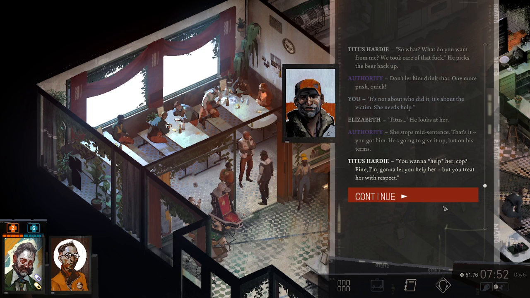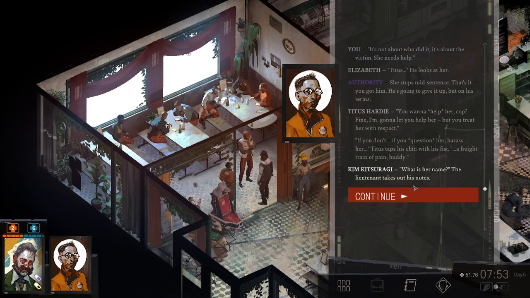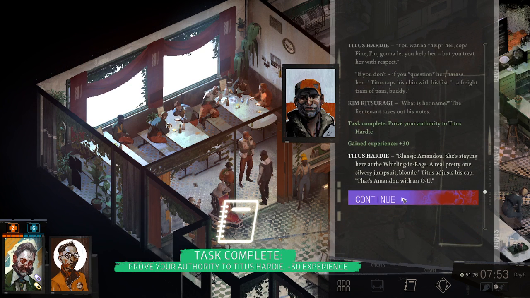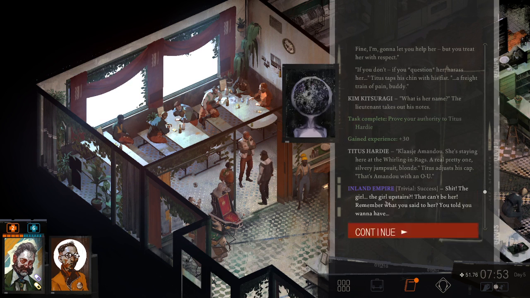You want to help her, cop? Fine. I'm gonna let you help her. But you treat her with respect. If you don't, if you question her, harass her, a freight train of pain, buddy. Titus taps his chin with his fist. What is her name? Lieutenant takes out his notes. Glacia, I'm on due. She's staying here at the Whirling in Rags, a real pretty one. Silvery jumpsuit, blonde. Titus adjusts his cap. I'm on due with an O-U.